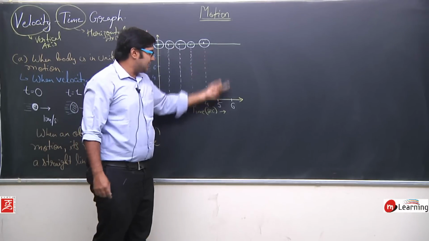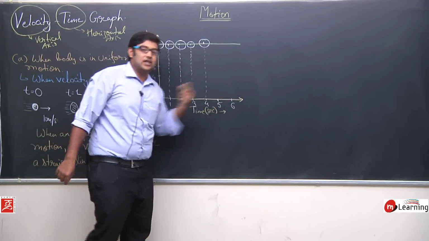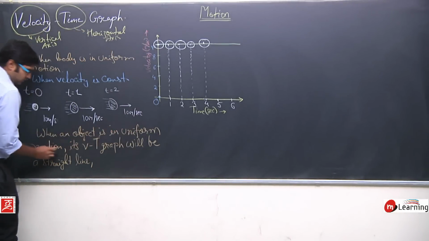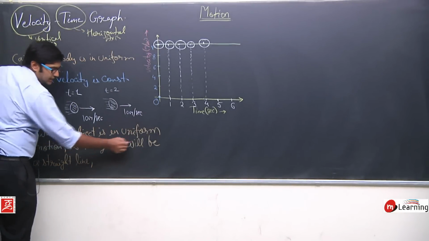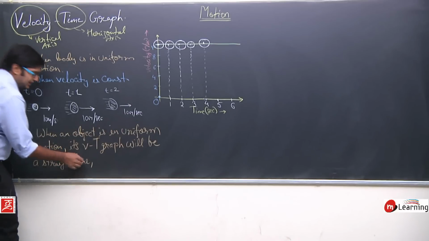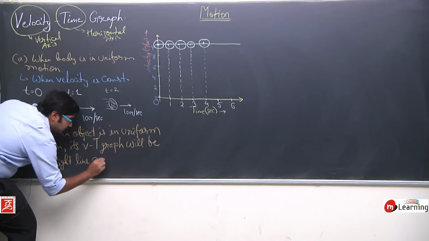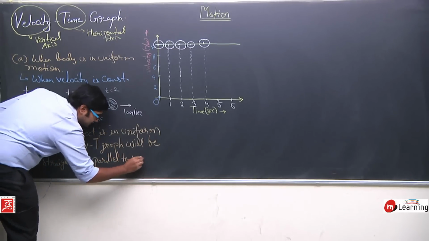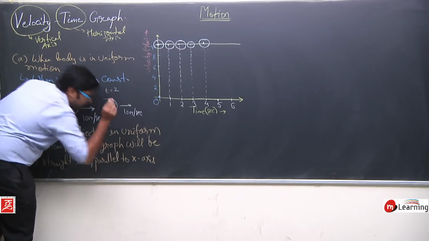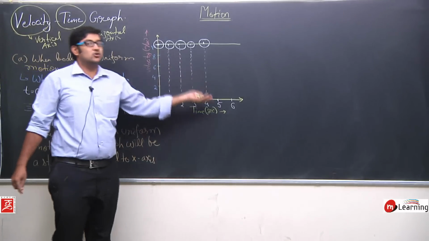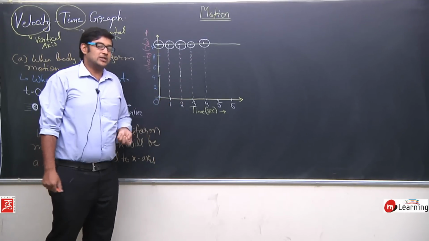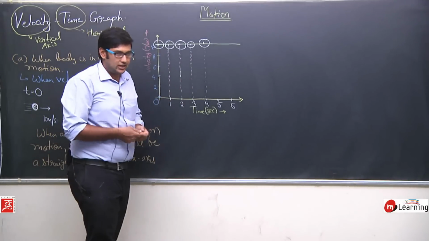You can see this straight line is parallel to the horizontal axis. So we will write, when an object is in uniform motion, its velocity time graph will be a straight line parallel to the x axis. You can see this graph is parallel to the x axis. So we will find this kind of graph when the object is moving with uniform velocity.